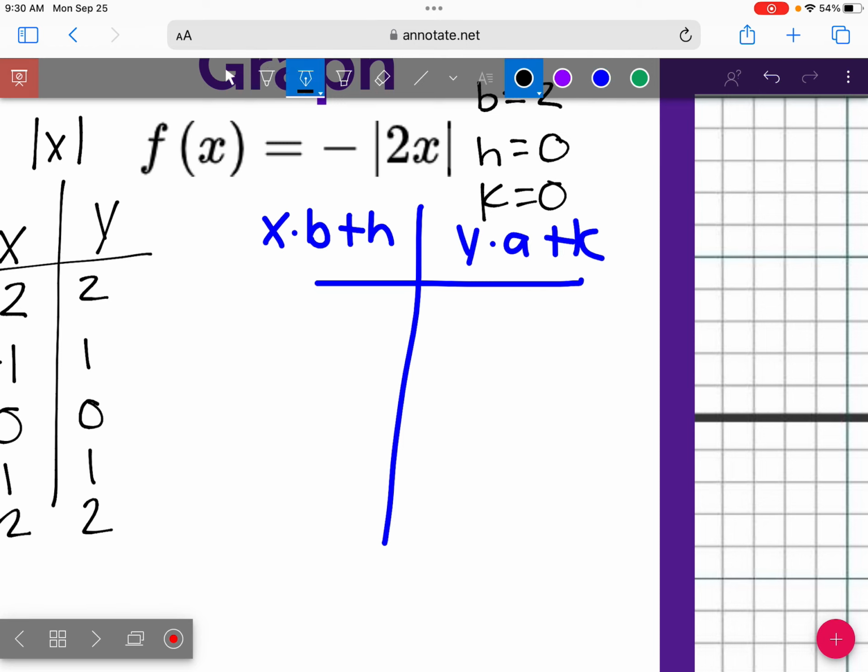All right, so we've got our X times B, so we're going to take my -2 times my +2 to get -4. I don't like that marker, I want that thicker. -1 times 2, 0 times 2, 1 times 2, and 2 times 2. So our X times our B. Our H was 0, so we didn't even have to worry about anything adding on. Yes. Our A is the one that's negative, so that's going to change our Y values.